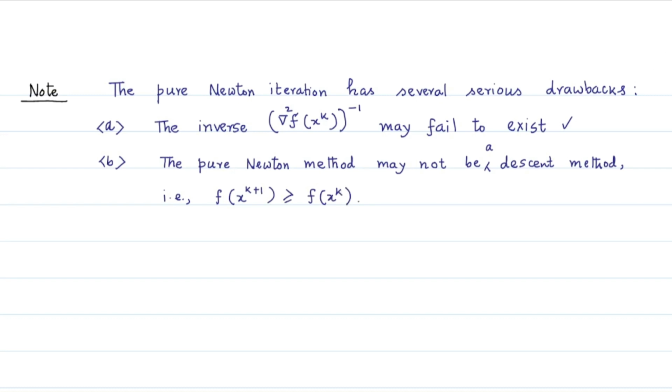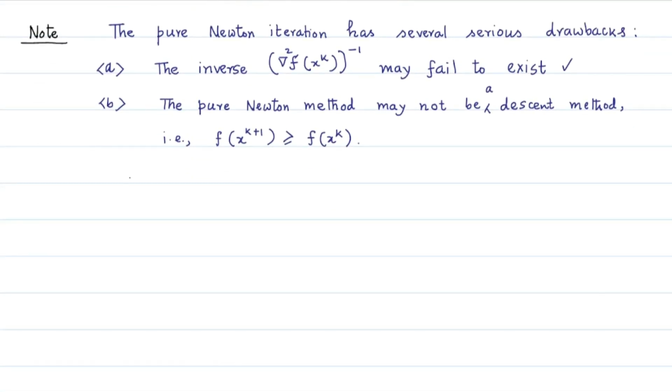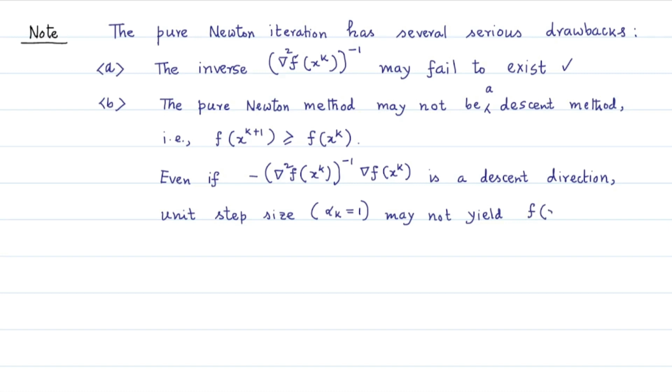Here you may think that in case this direction dk is a descent direction, then the pure Newton method may be a descent method. But unfortunately, you see that we are not bothering about the step length also here. We are deliberately using the unit step length. And this unit step length may possibly give us the next iterative point xk plus 1 for which the function value is bigger than or equal to the function value at xk. So even if this pure Newton direction dk is a descent direction, the unit step size may not yield the point xk plus 1 with f of xk plus 1 less than f of xk.